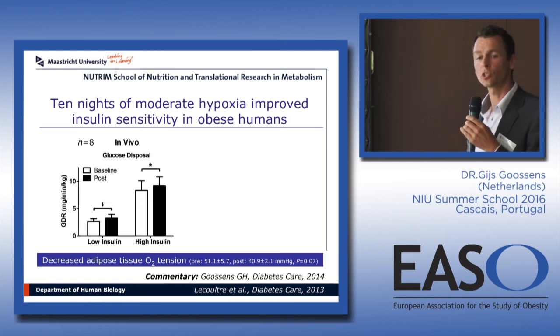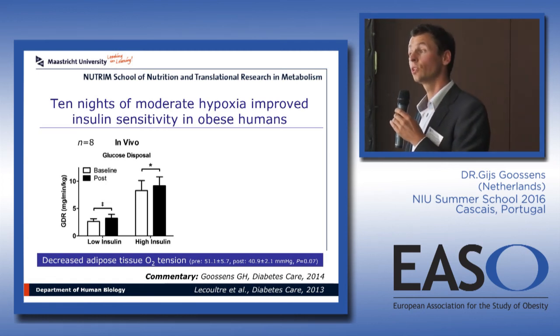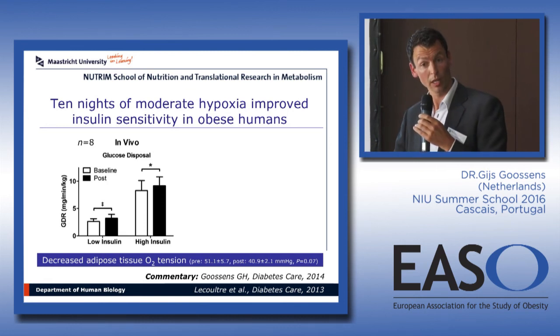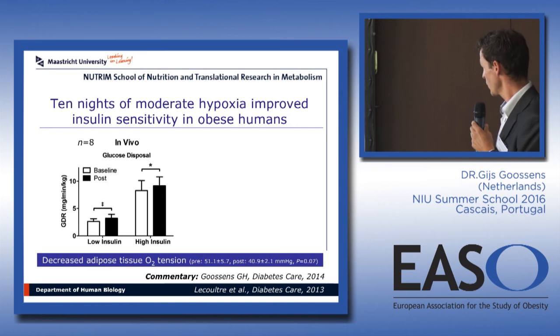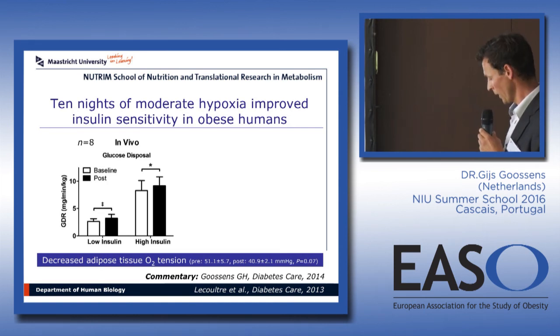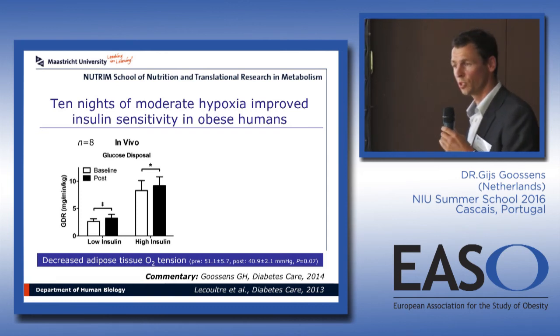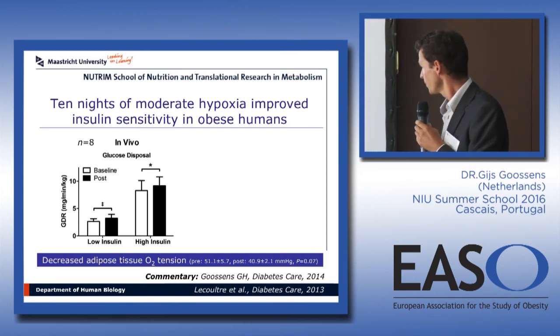So it's tempting to postulate that the reduction in adipose tissue oxygen tension might at least partly have contributed to the improvement in whole body insulin sensitivity in this study. And that is also what we postulated 2 years ago in Diabetes Care. So this brings me to my main conclusions.